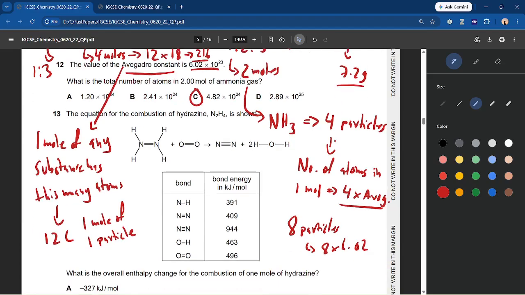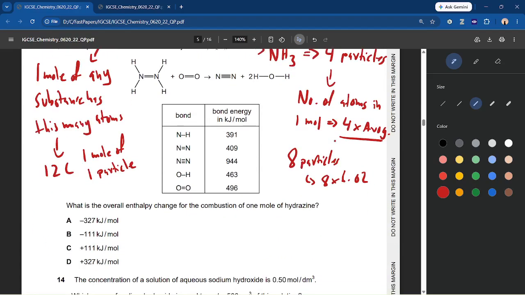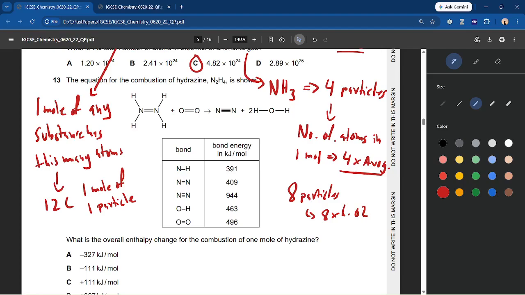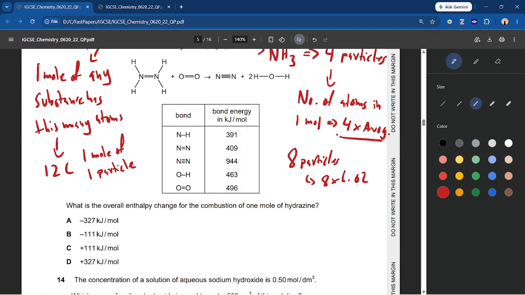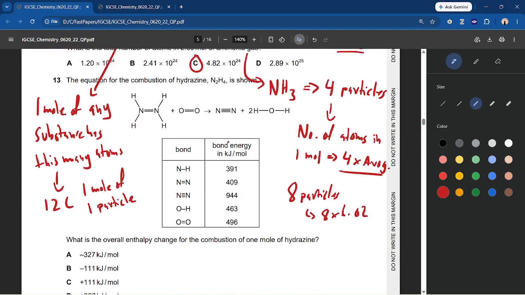This is an interesting question. I really like that question. All right, 13. The equation for the combustion of hydrazine is shown. What is the overall enthalpy change for the combustion of 1 mole of hydrazine?